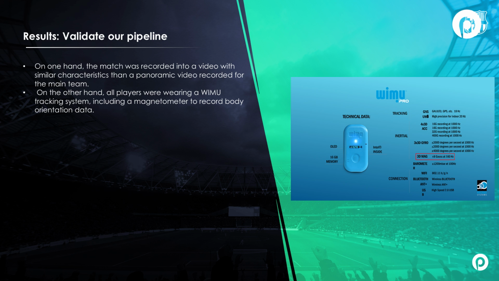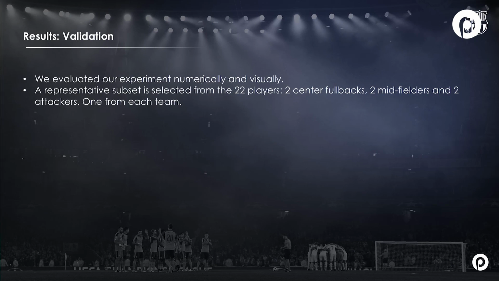how bad. So first of all, this match was recorded in panoramic video. And on the other hand, the players were wearing a wearable tracking unit, which is called WIMU. It has a 3D magnetometer, which gives us the real orientation of the player. So we did 2 validations, numerical and visual. The numerical one has matrices and plots. The visual one has the video.